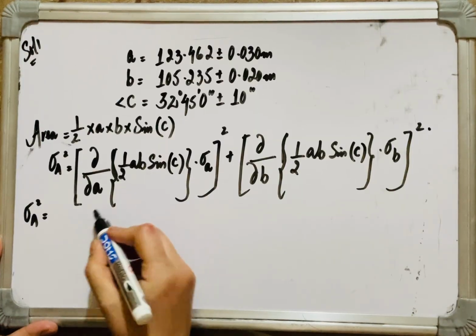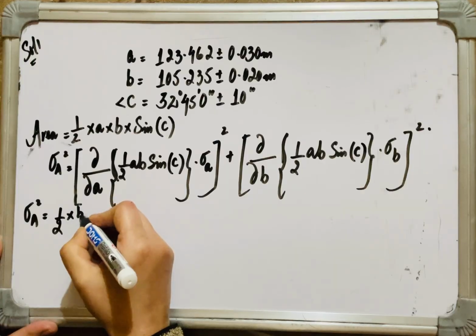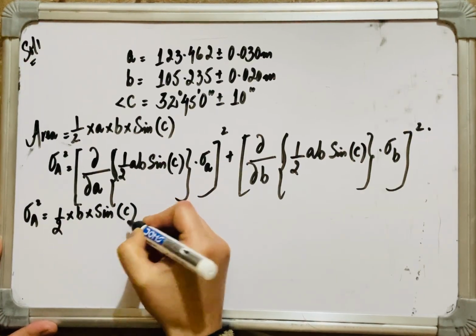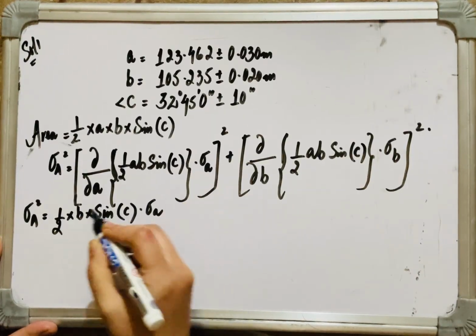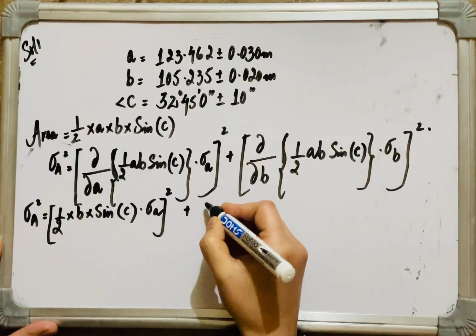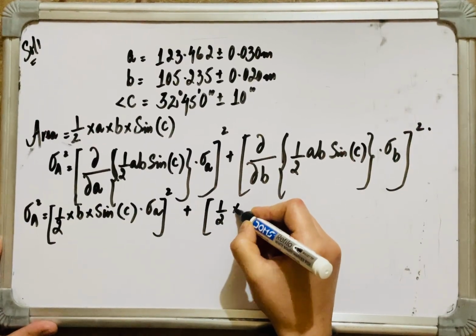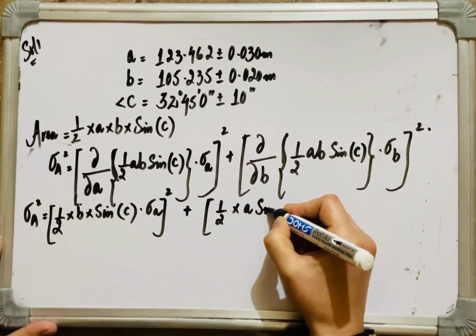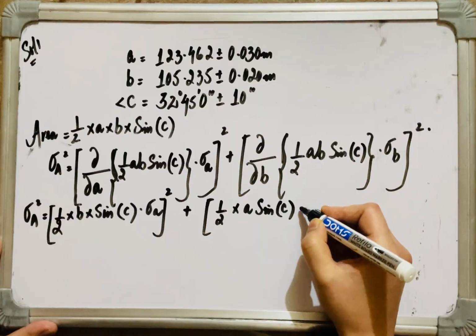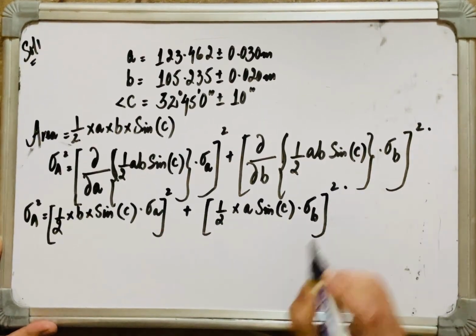This will be equal to 1/2 of B sine C sigma A square of it, and this will be 1/2 of A sine C multiplied by sigma B square of it.